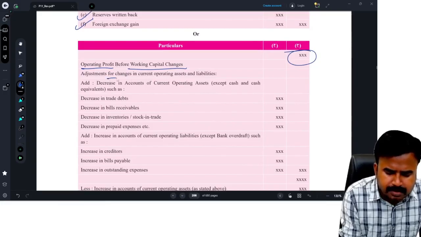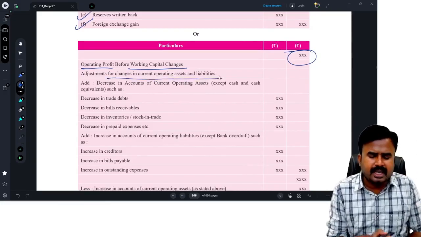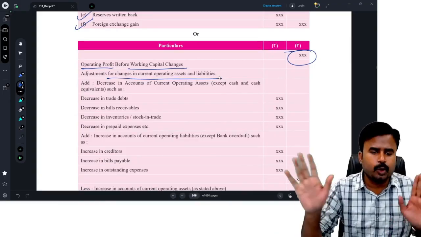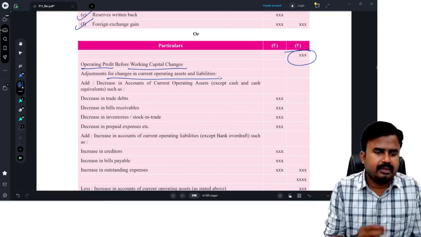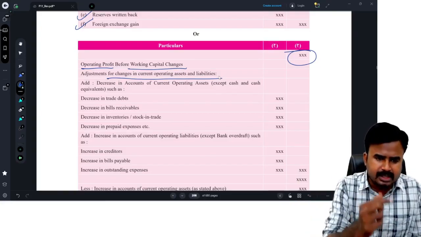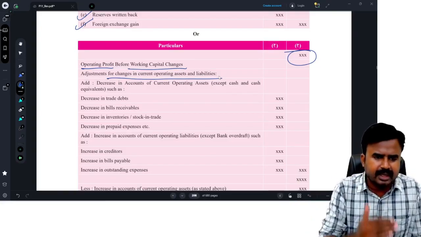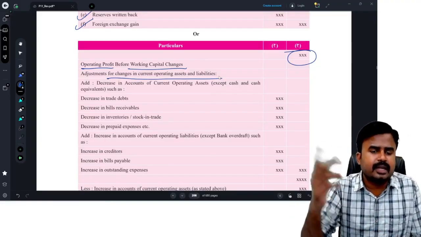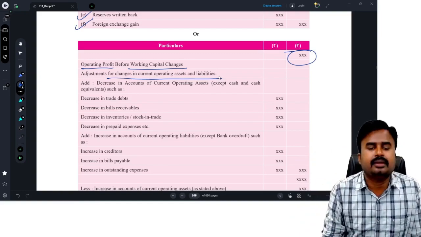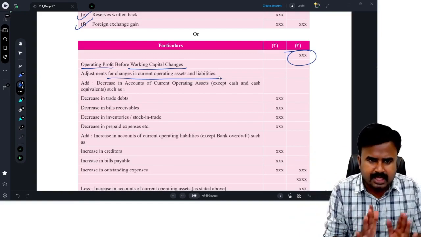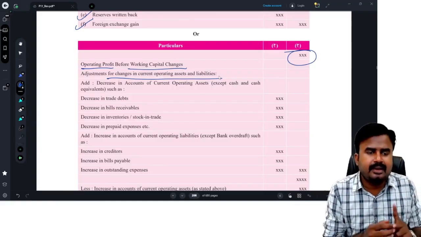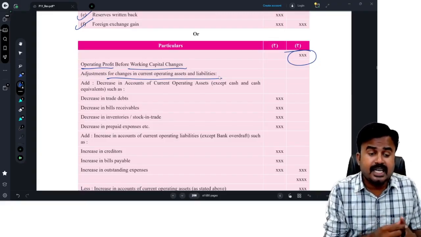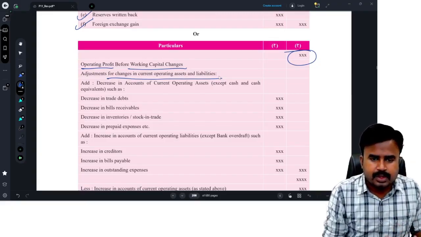Then I'll go for adjustment for changes in current operating assets and current liabilities, nothing but changes in current assets and current liabilities. The simple rule: if the current assets are increasing, that reduces your cash balance. If current assets are decreasing, that increases your cash balance. If current liabilities are increasing, that increases your cash balance. If current liabilities are decreasing, that reduces your cash balance. This is the rule. So what is the point here? There is a direct relationship between current liabilities and cash, and an inverse relationship between current assets and cash balance. So this is a rule.